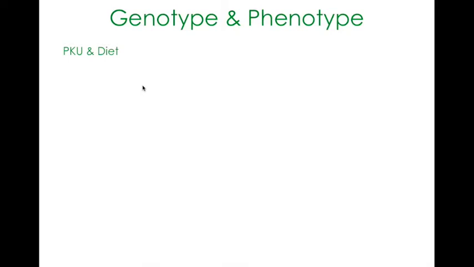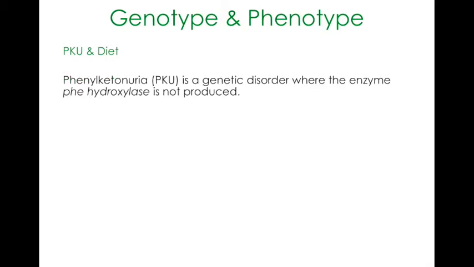Let me go through a particular example. Let's look at PKU and diet. Now, PKU is a really good example because it shows really well how, as people, when we understand underlying genetic disorders, we can actually manage them better, and they don't have to have the devastating effect that they sometimes have on individuals.